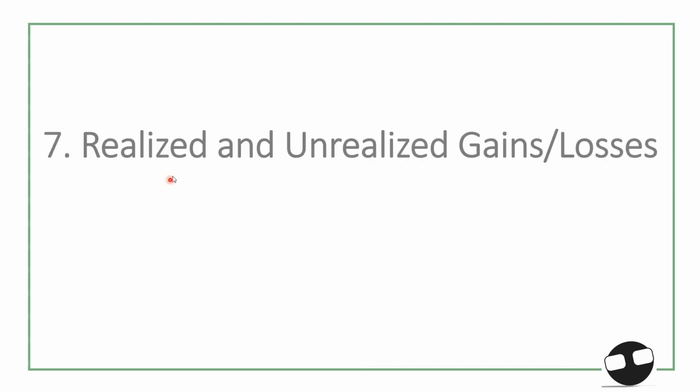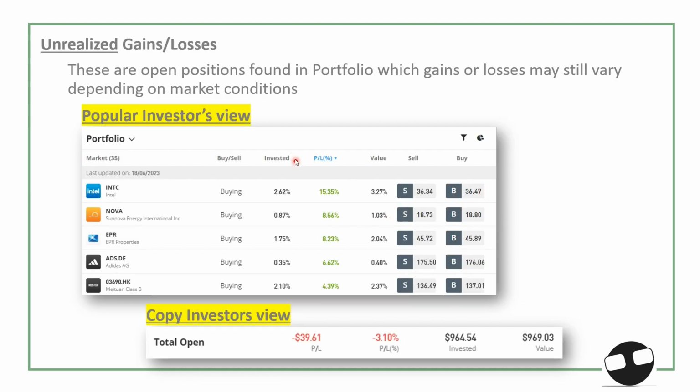Okay, so number 7, realized and unrealized gains or losses. We have two types of gains or losses here. The first one is unrealized. These are open positions found in the portfolio, whose gains or losses may still vary depending on market conditions.